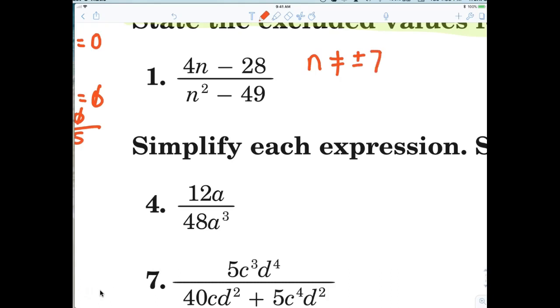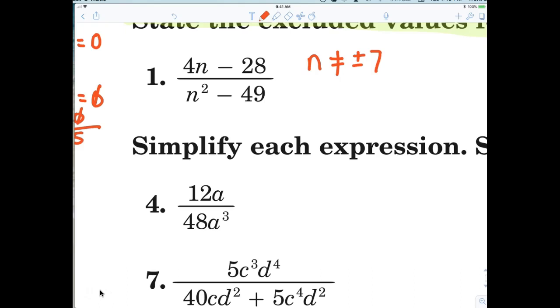Why are those the excluded values? Because if I plug 7 in, what will happen in the denominator? It'll be 0. Exactly. If I plug negative 7 in the denominator, what will it be? It'll still be 0, because negative 7 squared is what? Positive 49. 49 minus 49 would be what? 0. So you're not allowed to have 0 in the denominator. Is everybody with me on this? Therefore, n can be anything except plus or minus 7.